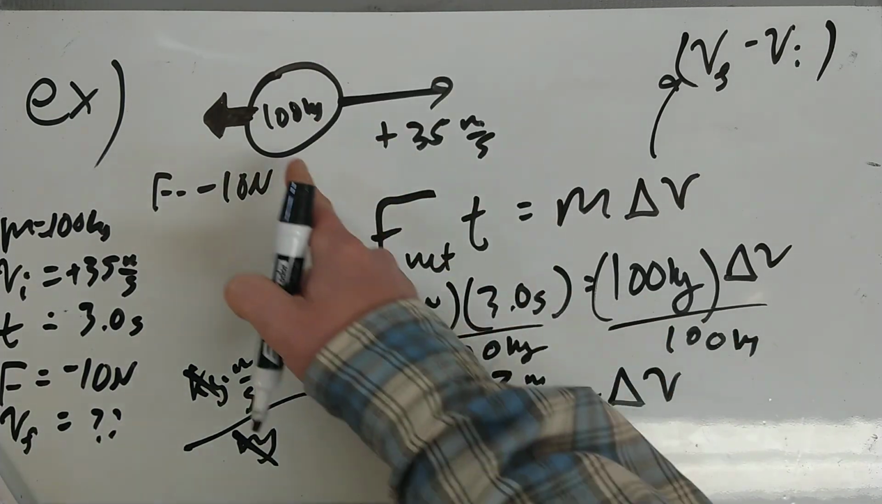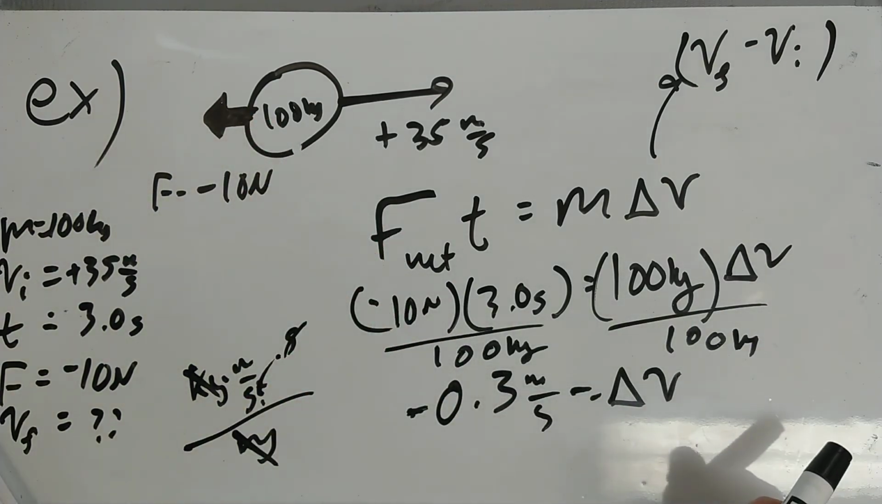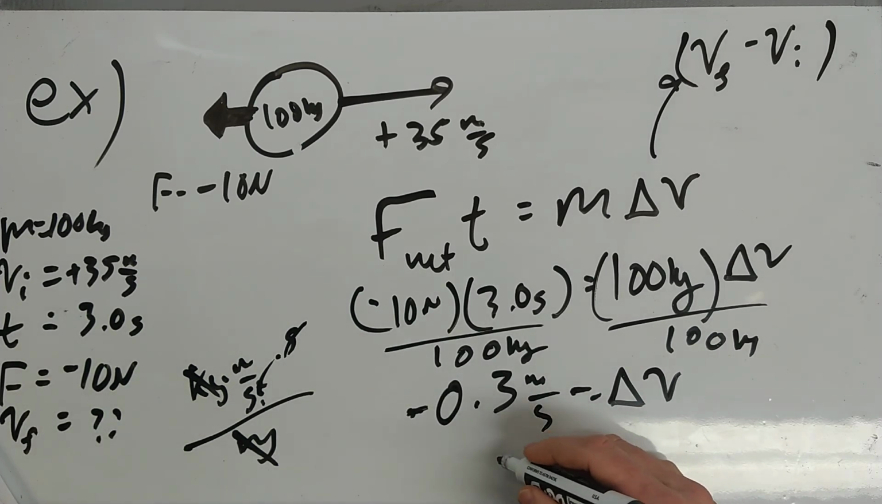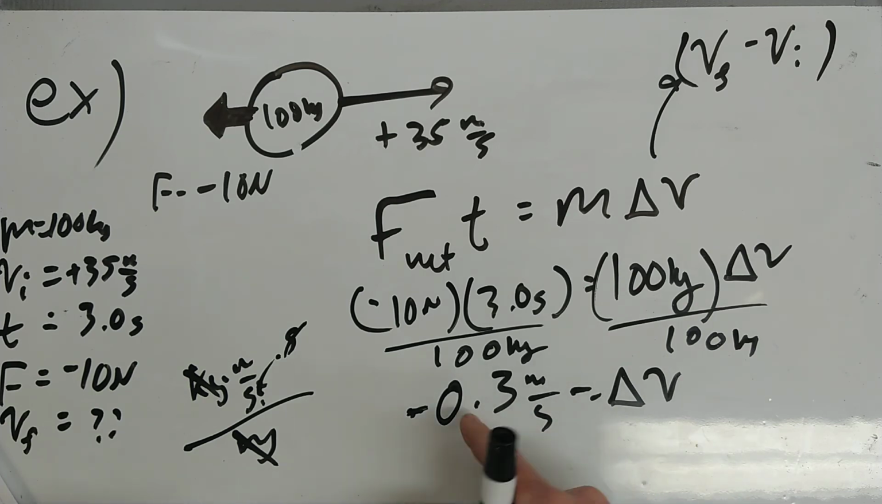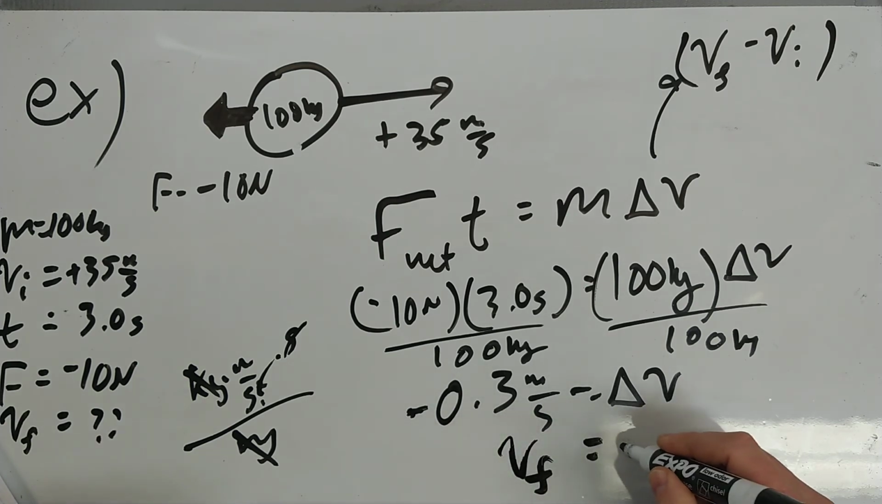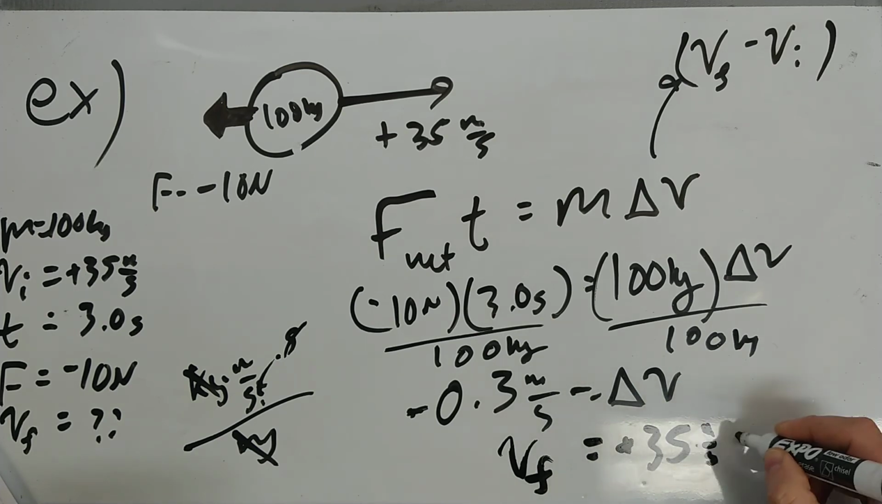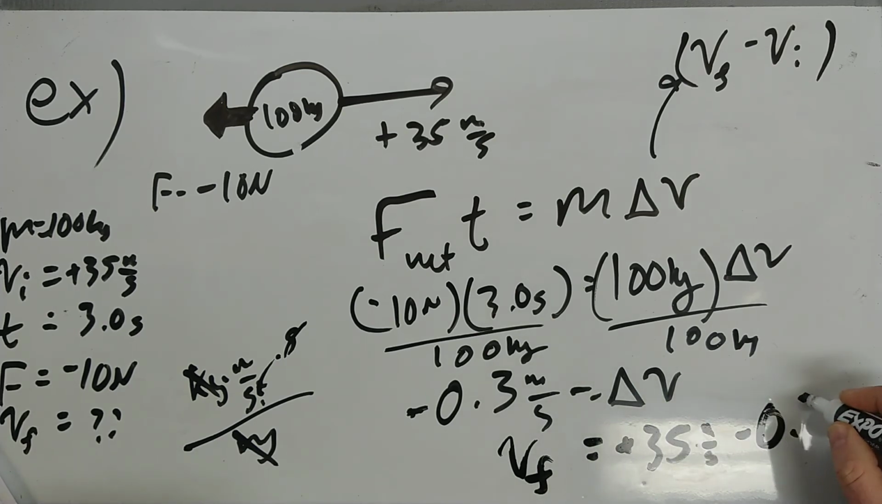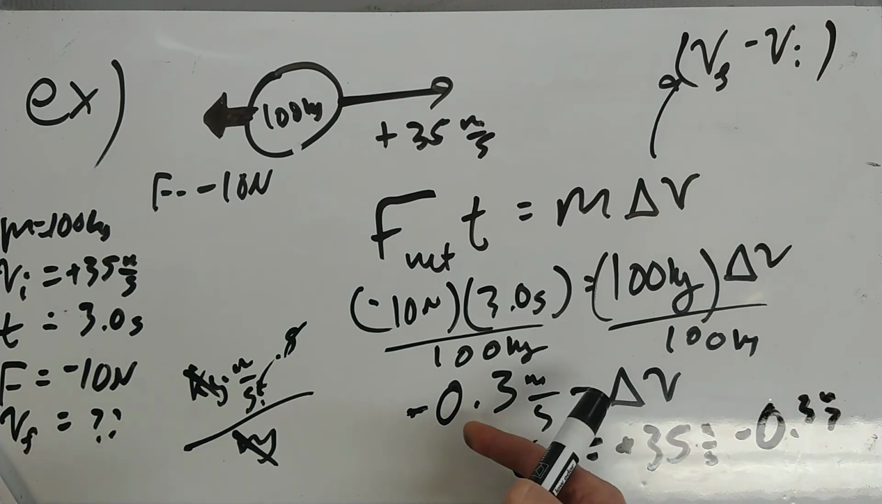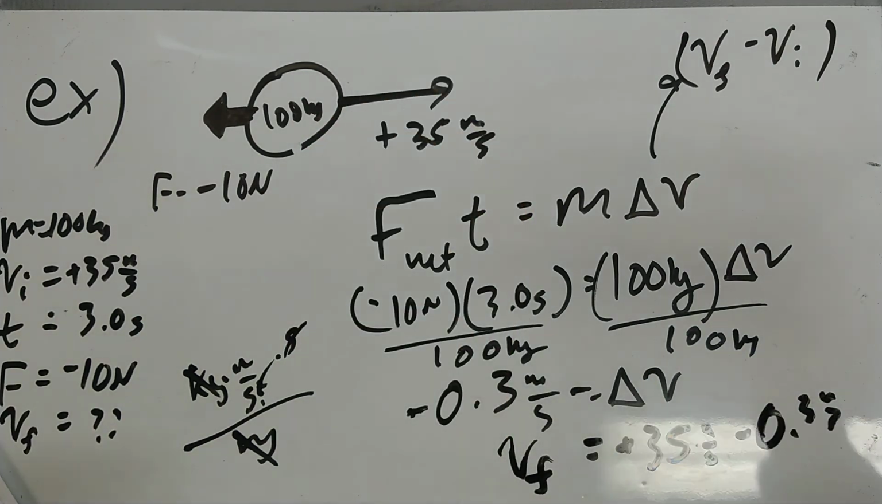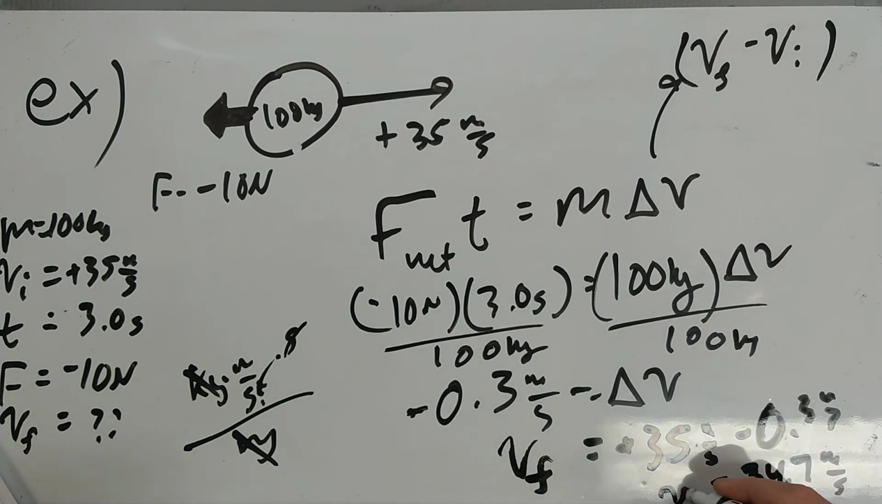Now, if the mass was smaller, let's say it was 10 kilograms, right? This would be 30 over 10. This would be 3. We change our velocity by quite a bit more. So VF in this case, since delta V is negative 0.3, VF must be our initial velocity, plus 35 meters per second, minus 0.3 meters per second. We're taking away that velocity. If the force was positive, we'd be gaining that velocity. All right, 34.7 meters per second, which to 2 sig figs is 35 anyway. So what do we really accomplish there?